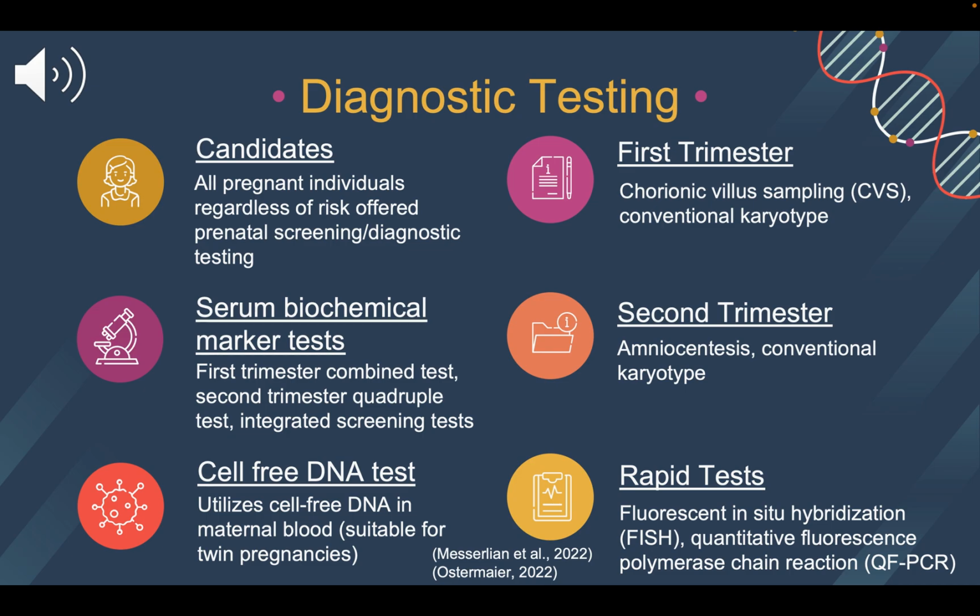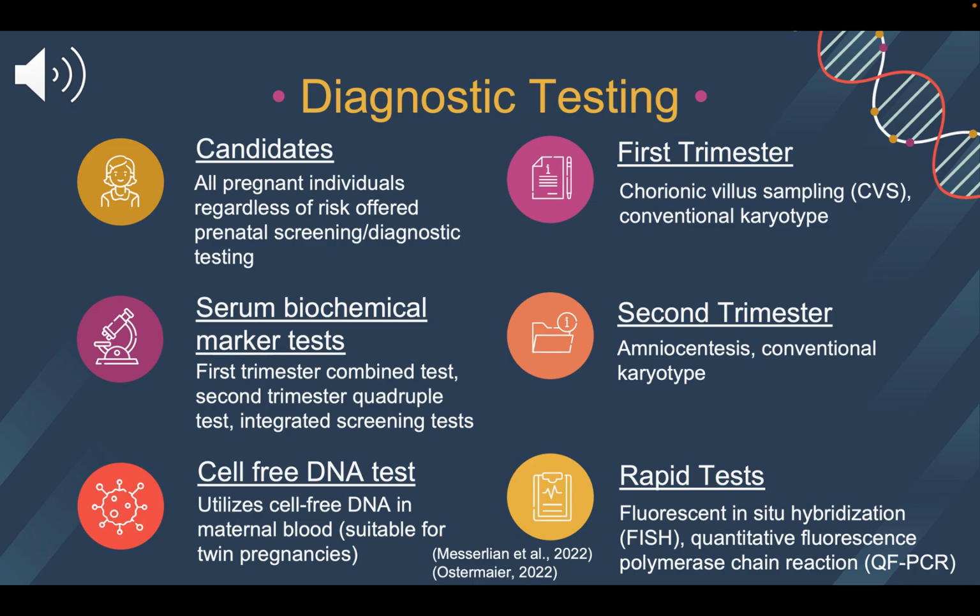During the first trimester, a chorionic villus sampling is performed and a conventional karyotype is obtained. This can take between 2 to 10 days for results. During the second trimester, amniocentesis is performed to obtain fetal cells and a conventional karyotype is obtained. This can take 2 to 14 days for results. There are also several rapid tests used for diagnostics.